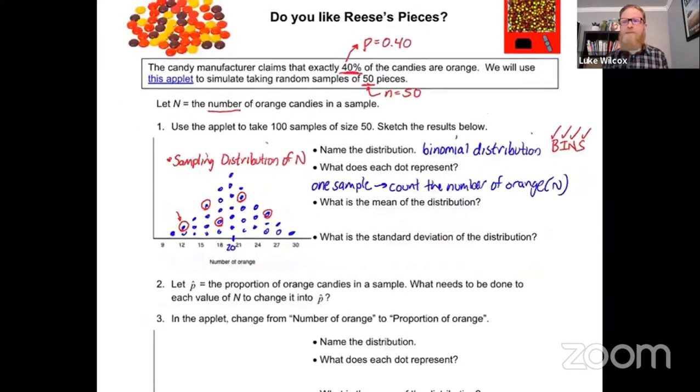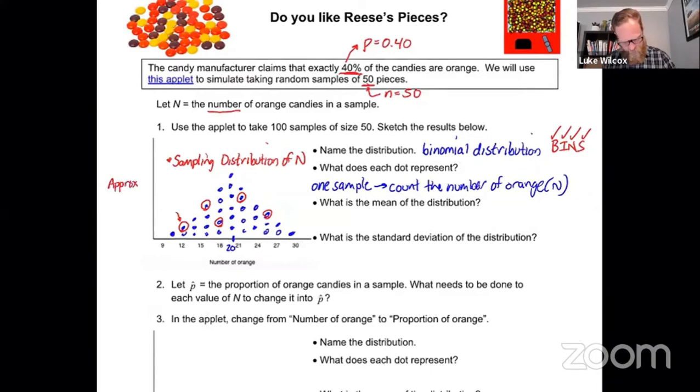Now, I'd like to be able to describe that sampling distribution. And let's start with the shape. We've already mentioned here that we think the shape of this thing is approximately normal. And actually, if I remember back to the lesson from Tuesday when we talked about binomial distributions, there's something that we can check to make sure that the normal approximation is appropriate here. That's what's called the large counts condition.